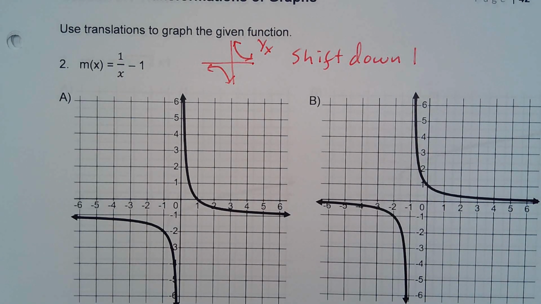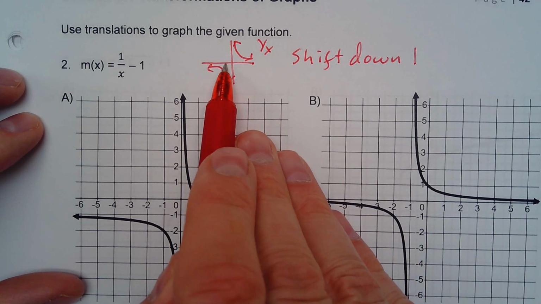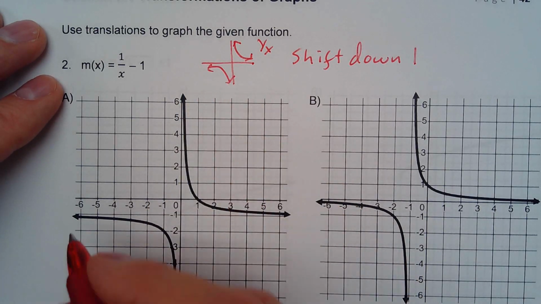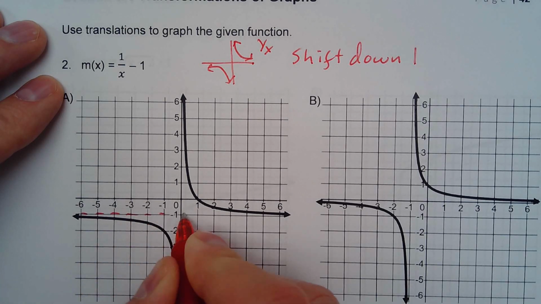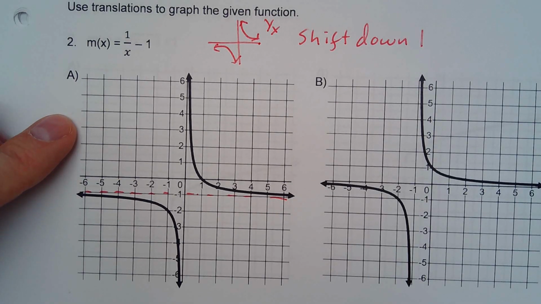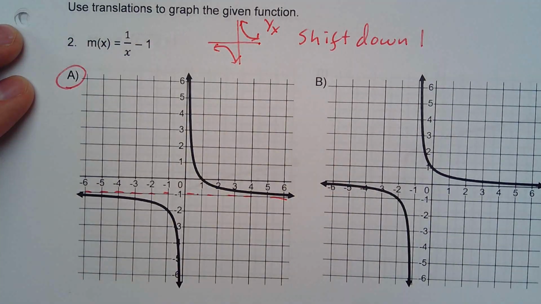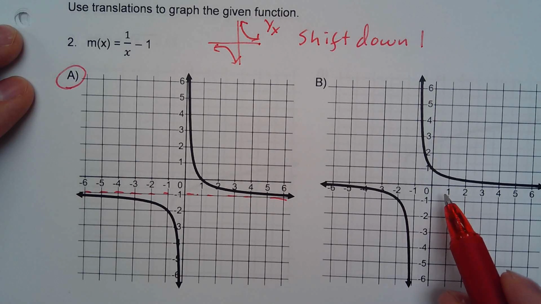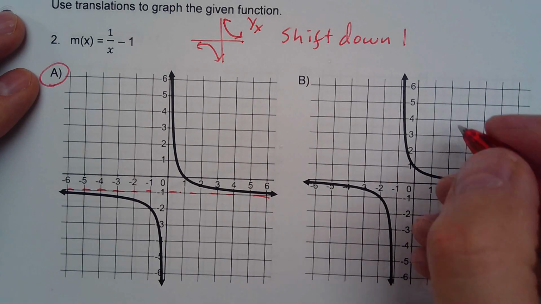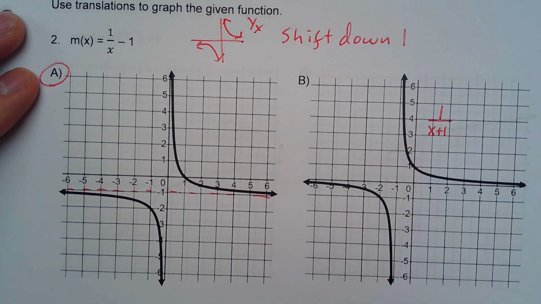So if I think about my x-axis here, kind of pretend I'm just moving that x-axis down 1. If I do that, that would give me this line here. So my answer should be A. This is the graph that's been shifted down 1. This would be the graph that's been shifted to the left 1. Well, to write that, that would have been 1 over x plus 1.